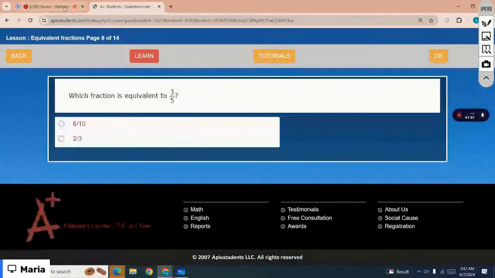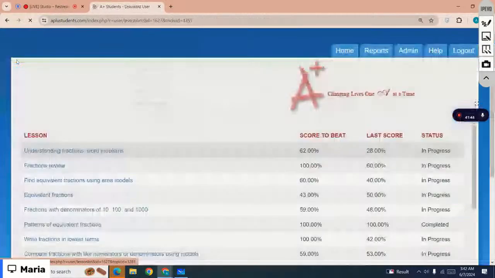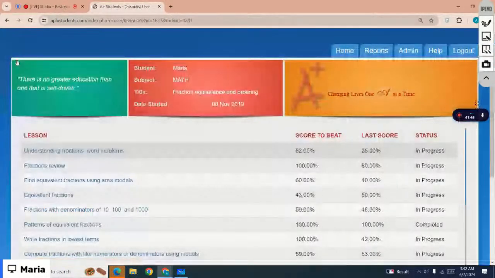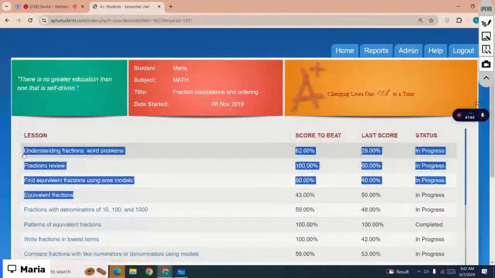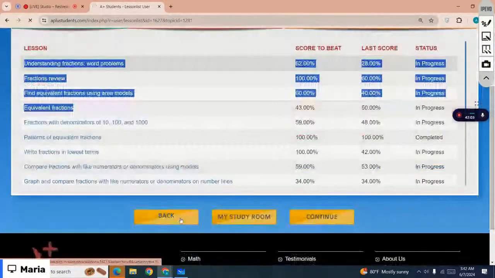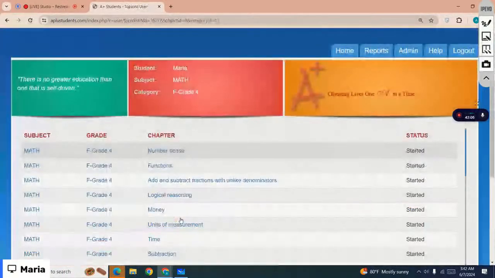Okay, you can complete the lesson by yourself later today. So we were working on grade 4 math. The chapter we were working on is fractions, equivalence and ordering. The lessons we have covered today are understanding fractions word problems, fractions review, find equivalent fractions using area model, and equivalent fractions. So please make sure before the next session you complete all the practice questions for the lessons we did today. That is your homework until next session.